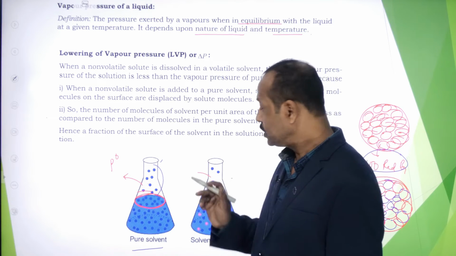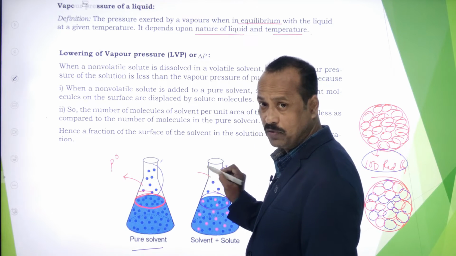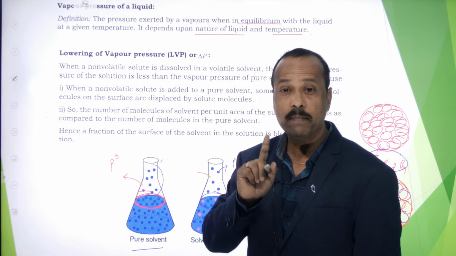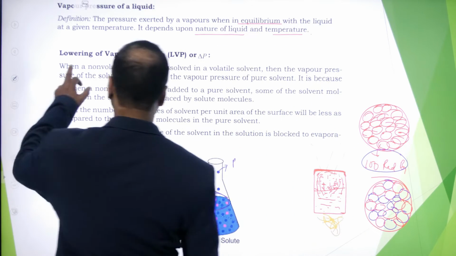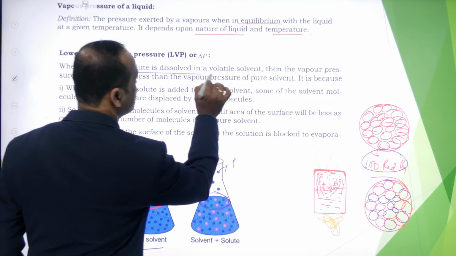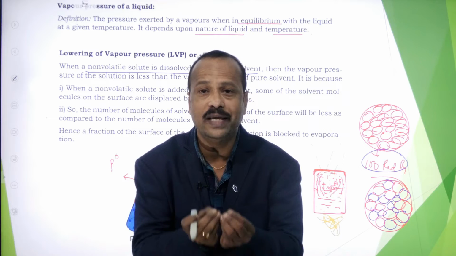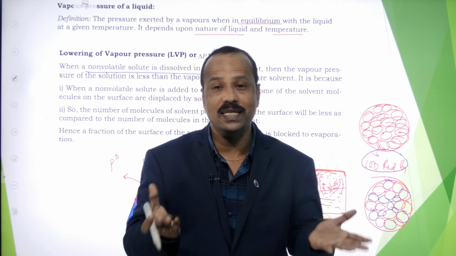Any doubt? So here the pressure exerted by the liquid, the solvent for example, is called partial pressure. What is it called? Partial pressure. Clear to you? So that is the difference. Now, lowering of vapor pressure. See, when a non-volatile solute is dissolved in a volatile solvent, non-volatile means what? Which cannot get evaporated easily.